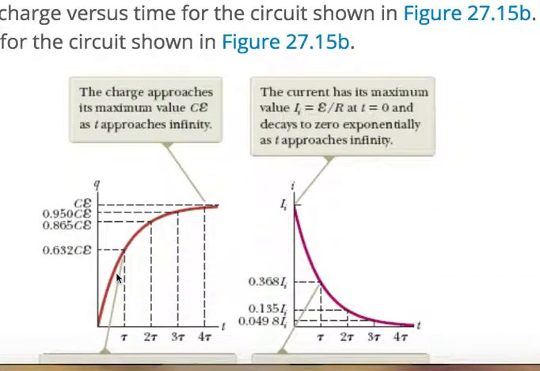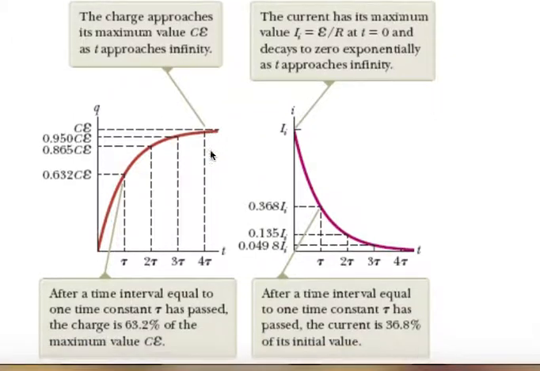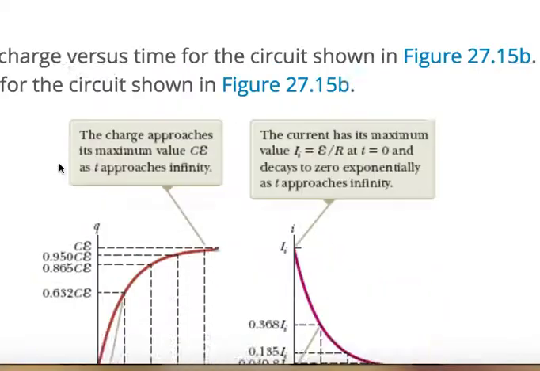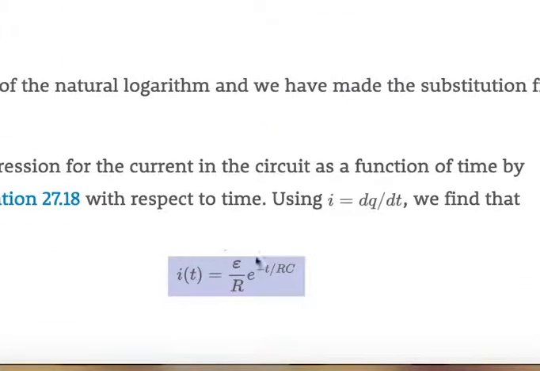So there it is. No charge, and it builds up to this maximum value of charge, which is C times the voltage, or C times the electromotive force. Again, tau is the point at which it's built up to 63.2%. I'm sorry, yeah, 63.2% of that.